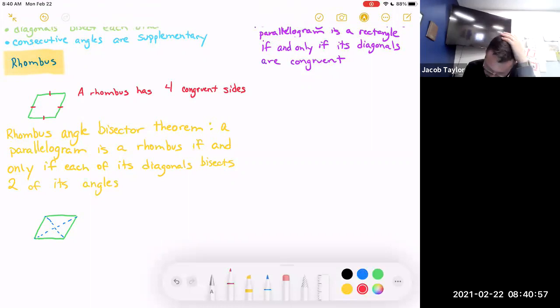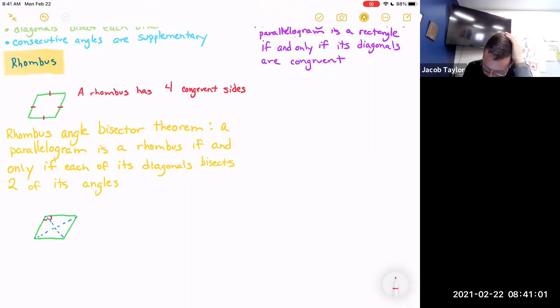If it bisects the angles, meaning if that angle and that angle are equal, and this angle and that angle are equal, then it is a rhombus. If the diagonals bisect the angles.